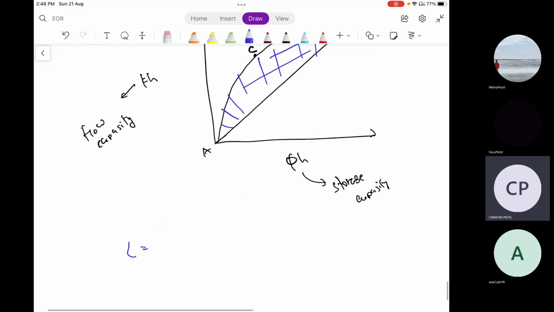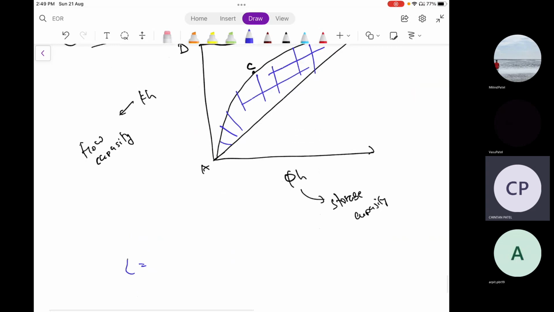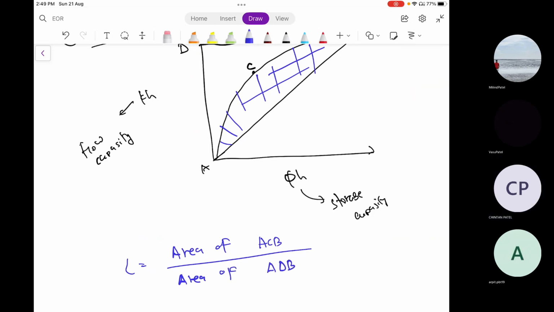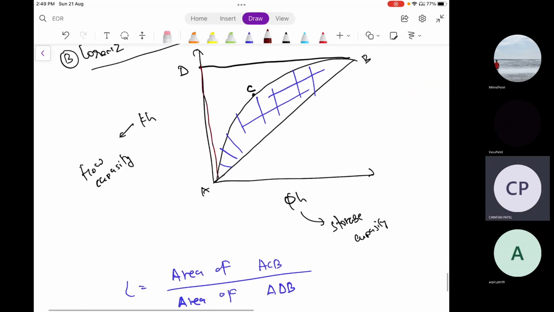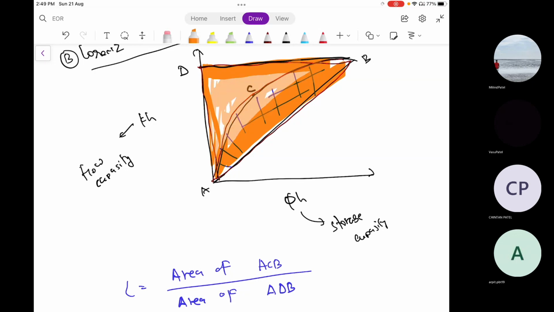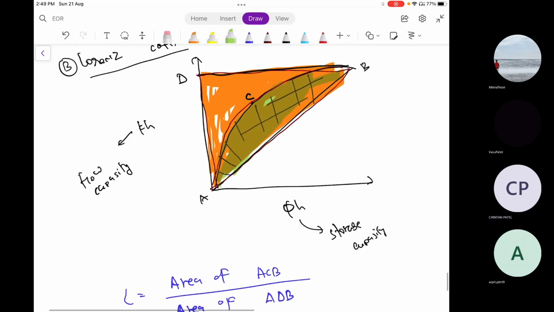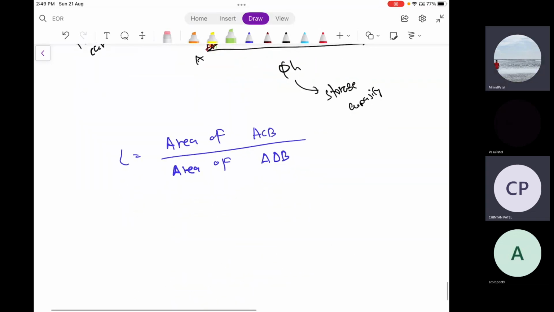So what is the Lorentz coefficient value? L is the ratio of areas between this curve. We can say the area of ACB divided by the area of ADB. That means this triangular area divided by this area. So this entire area is going to be divided by this curved area, this green area divided by the entire area. That gives us the Lorentz coefficient value.